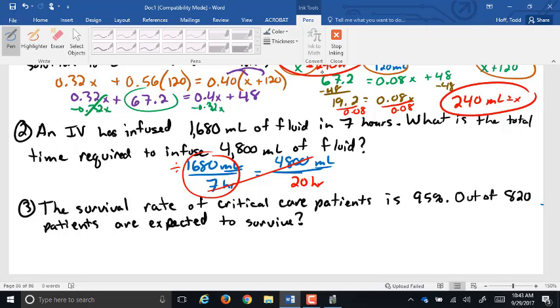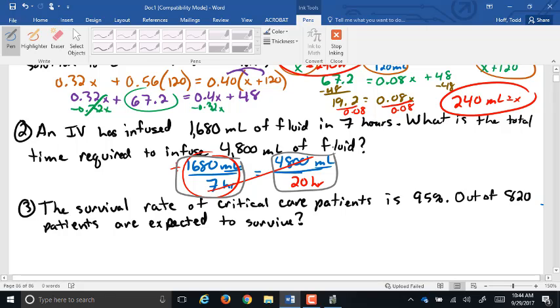In these proportions, there are two relationships. The 1,680 milliliters and the 7 hours are related because they're measurements at the same time. The 1,680 came at 7 hours. Well, the 4,800 and the 20 hours, they're related because that's the full amount and the full time.